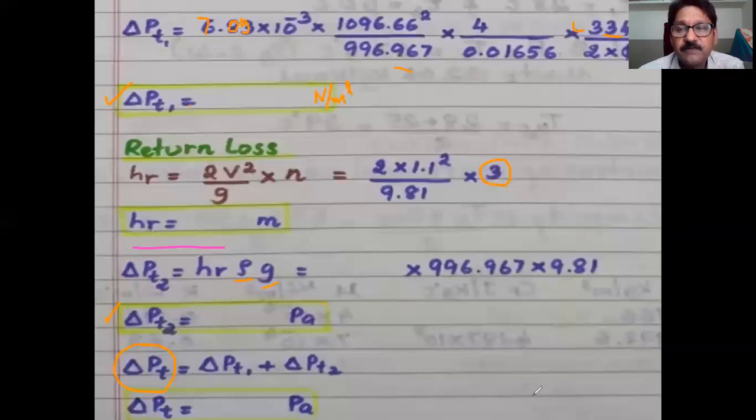Can you hear me or not? So I'm getting 343157. 343157. Okay, so this is Newton per meter square or Pascal. So you do this one: 2 V square, 2 into 1.1 square divided by 9.81 into 3. So tell me this value.